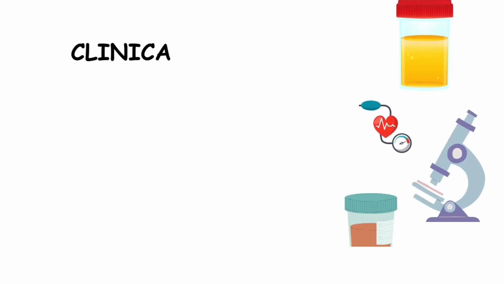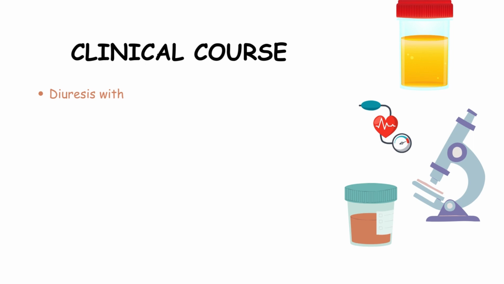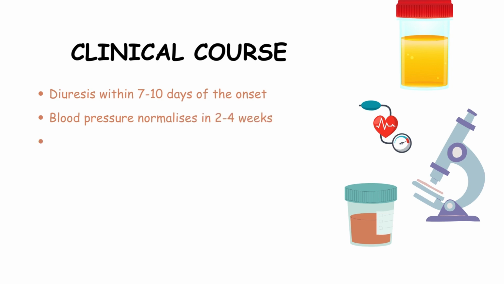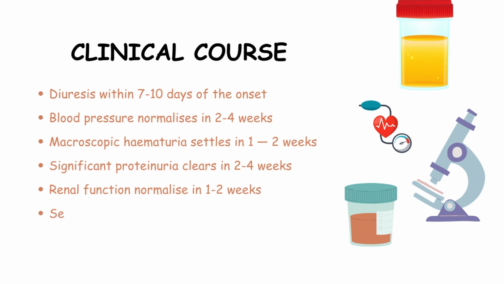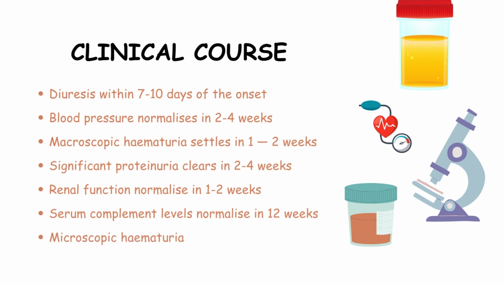The clinical course typically involves diuresis within 7 to 10 days from onset, with blood pressure normalizing in 2 to 4 weeks. Macroscopic hematuria settles within 1 to 2 weeks, and significant proteinuria clears in 2 to 4 weeks. Renal function normalizes within 1 to 2 weeks, while serum complement levels return to normal in approximately 12 weeks. However, microscopic hematuria may persist for 1 to 2 years in some cases.